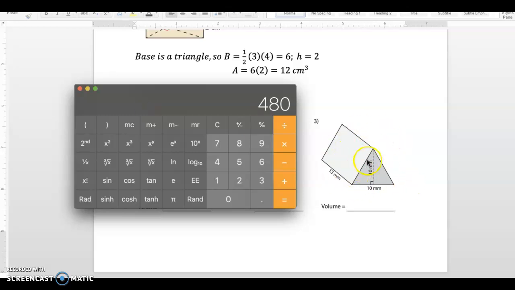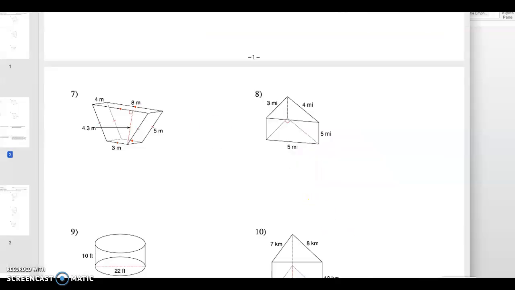I'm going to skip cylinder briefly. Another triangle example, as soon as you see a triangle, that is going to be your first focus as the base. So we would have 1/2, I'm just going to do 0.5, times the base, which is 10, times the height, which is another 10. So that takes care of the area of the base is 50, then times the height of the entire prism, 650 millimeters cubed.